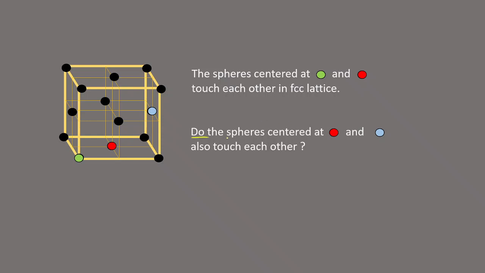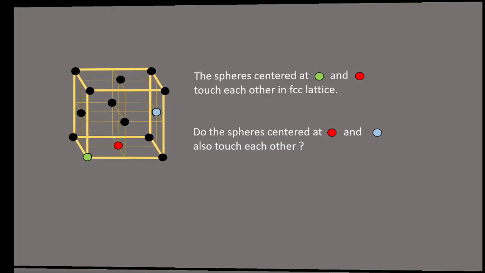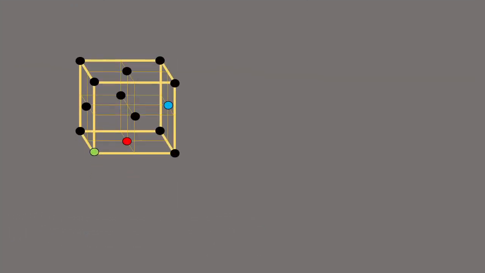There must be a sphere here which will be of some size, and there must be a sphere here which will be of some size. Do they touch each other or not? That's the question. So let's see how to solve this.